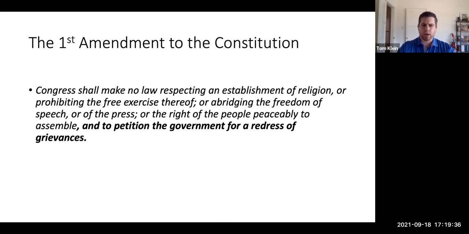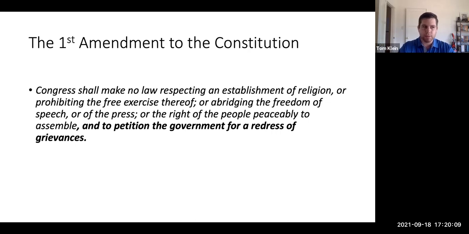Congress shall make no law respecting an establishment of religion, or prohibiting the free exercise thereof; or abridging the freedom of speech, or of the press; or the right of the people peaceably to assemble, and to petition the government for a redress of grievances. So that last line of the First Amendment really gives legality to interest groups and lobbying firms because you have the constitutional right to petition the government for grievances. Essentially, what that's saying is you have the right to complain to the government if you see a problem.